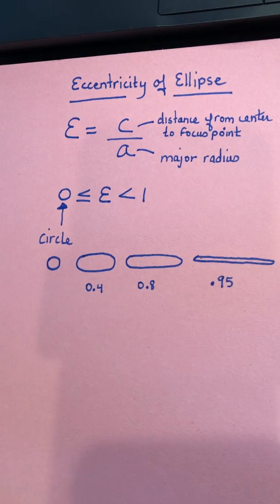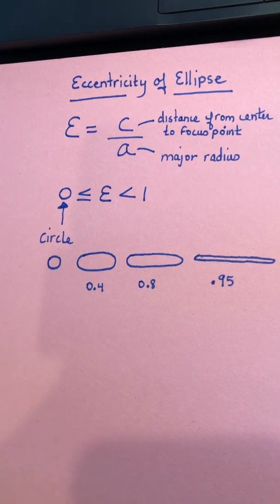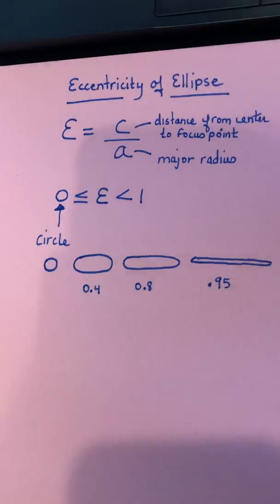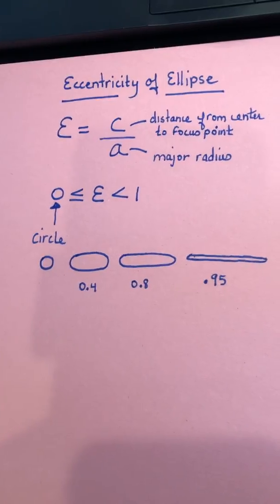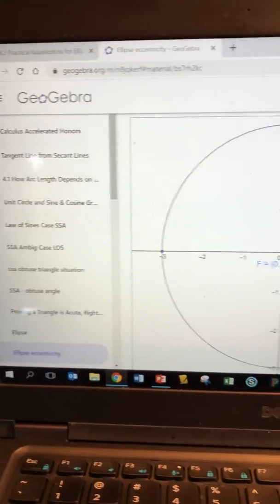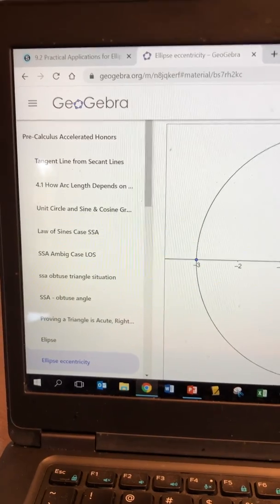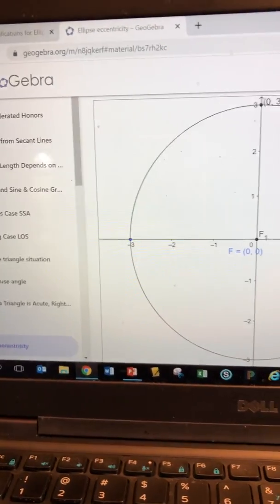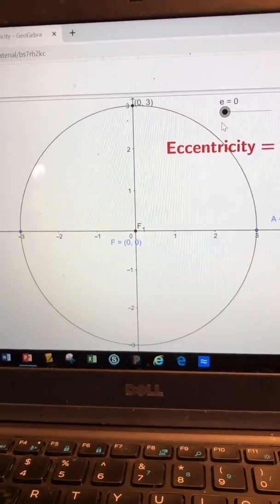Okay, so remember that on GeoGebra, we have a pre-calculus book, and you can Google it and search it free anytime. And there's a really good demonstration of ellipse eccentricity. So right now, I'm just going to toggle off of the tripod here, and I'm going to show you my computer, and I have it pulled up. So if you go under GeoGebra, ellipse eccentricity, you can click on that. You can play around with this really cool demonstration.